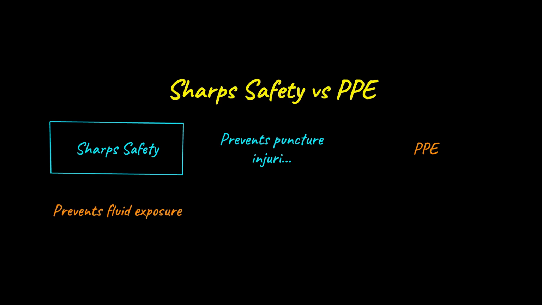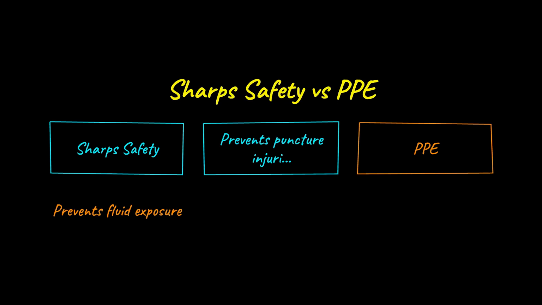Don't confuse sharps safety with personal protective equipment. Sharps safety targets the moment of needle handling to prevent puncture injuries, while PPE covers gloves, gowns, masks, and eye protection to prevent fluid exposure to skin and mucous membranes. They work together but guard against different risks.